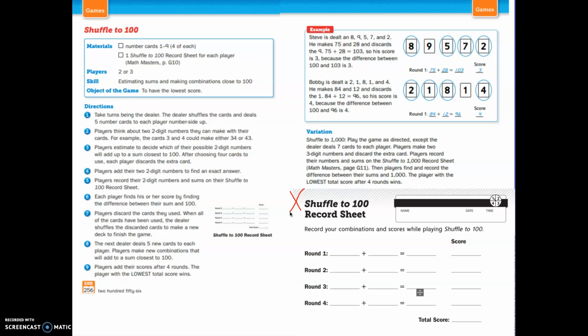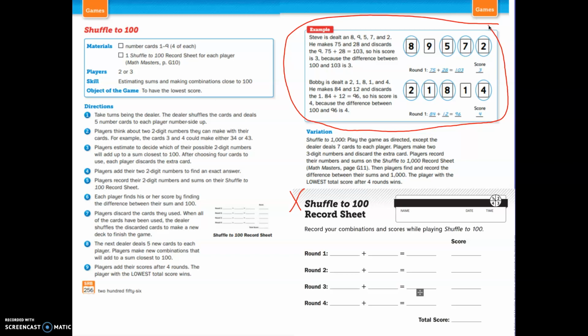So, for example, if we look over here, Steve is dealt an 8, a 9, a 5, a 7, and a 2. He makes 75 and 28. And he's going to add those together. And 75 plus 28 equals 103. So his score is 3 because the difference between 100 and 103 is 3.